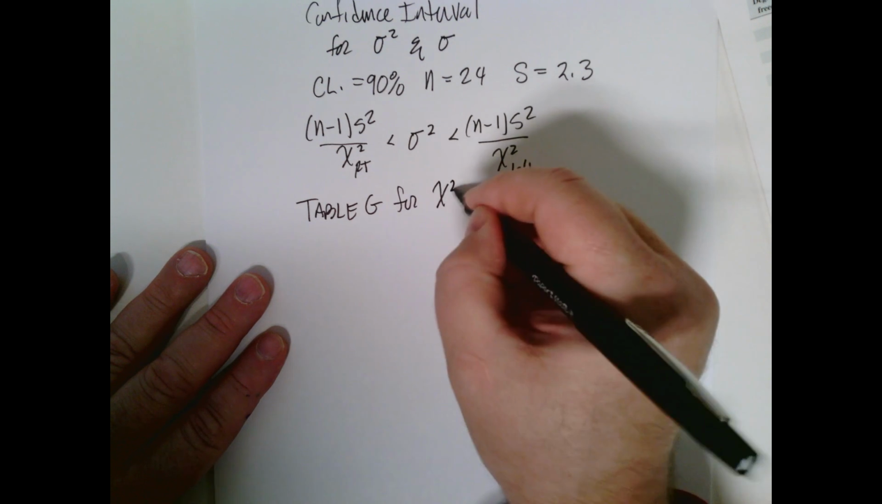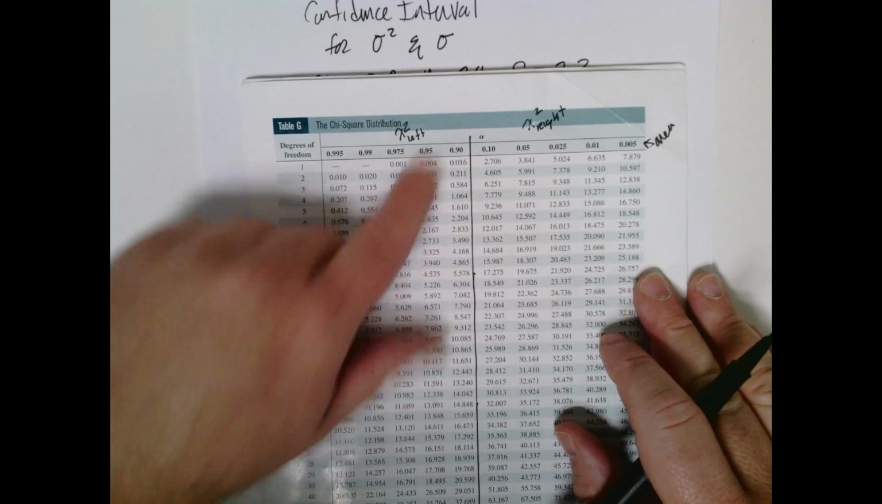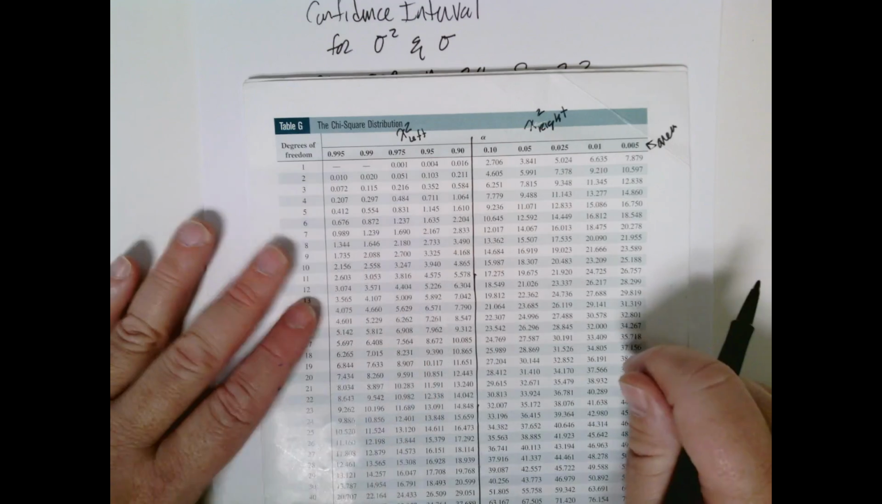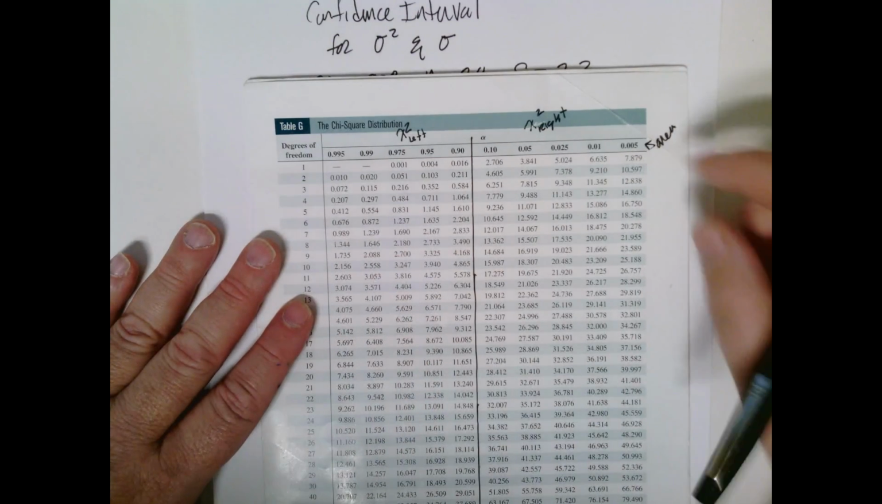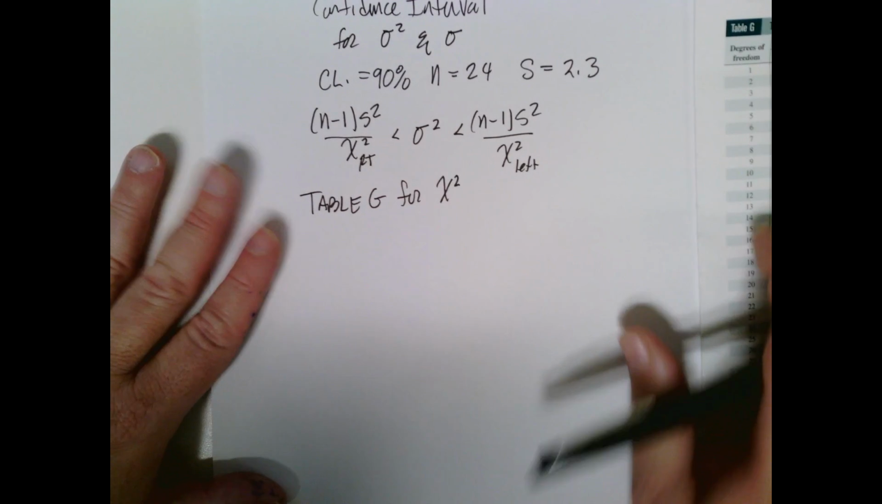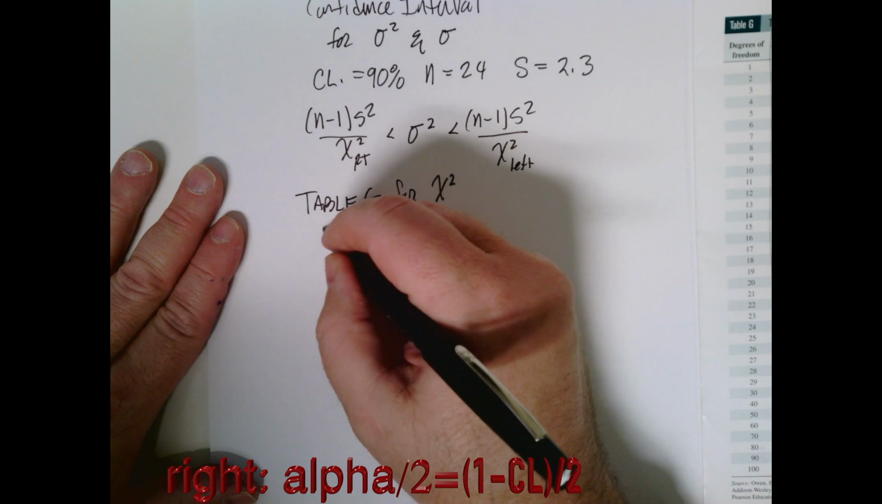For chi-squareds, on this table, I like to draw a line down the middle, because these are the chi-squared rights and these are the lefts. This is the area that we need to figure out, and then of course the degrees of freedom down this side.